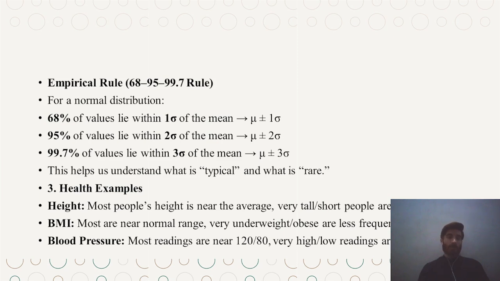So what are the rules for the normal distribution? 68% of values lie within one standard deviation, 95% lie within 2, and 99.7% lie within 3 standard deviations. Health examples are height, BMI and blood pressure. It can be measured in decibels or within a range of values.